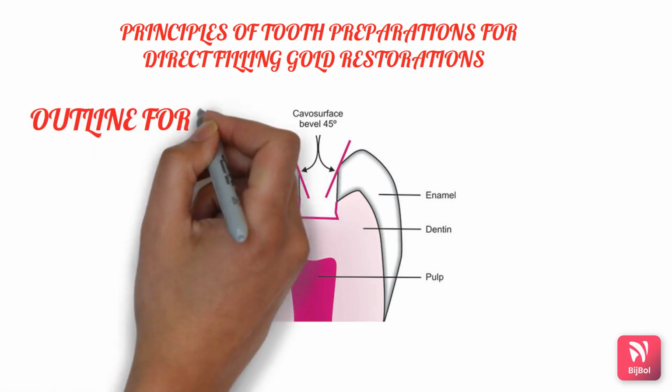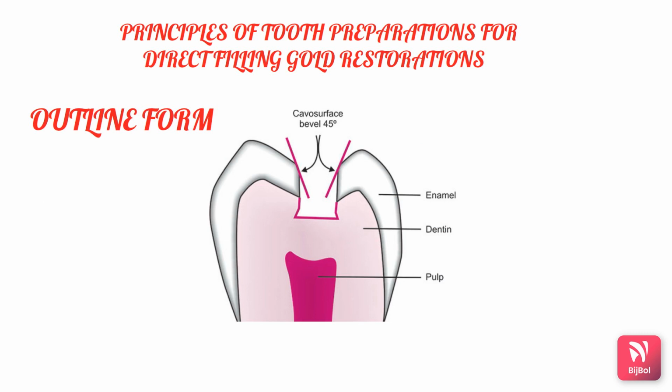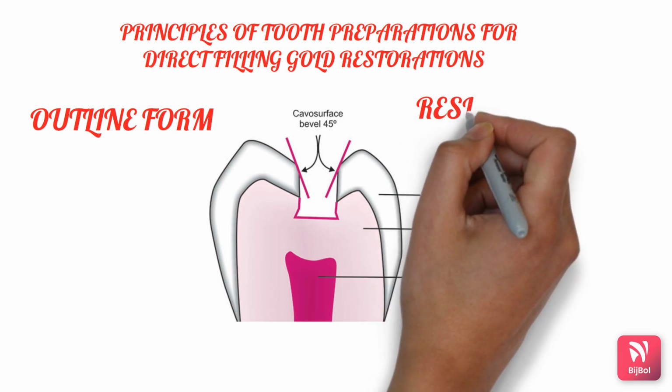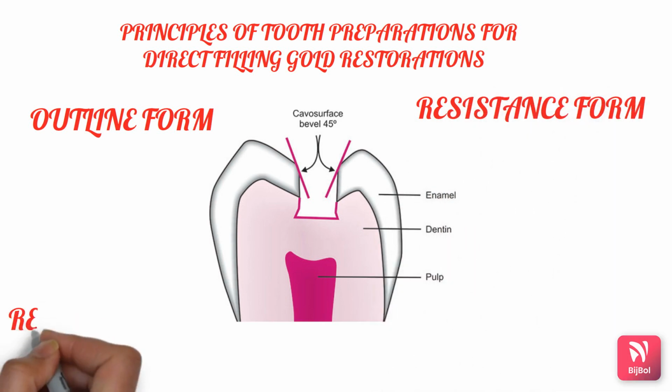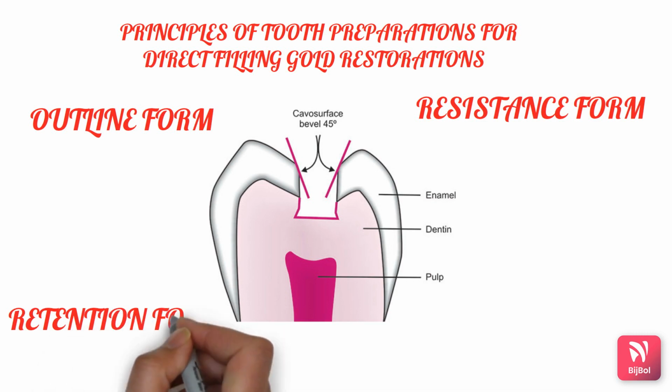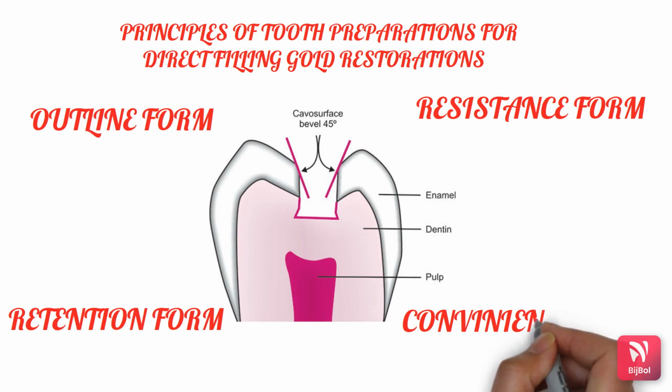The resistance form is achieved by creating flat pulpal floors perpendicular to the occlusal surface. The walls must be smooth and flat, and the enamel walls must be supported by sound dentin. The retention is achieved by parallel or slight occlusal convergence of the facial and lingual walls.